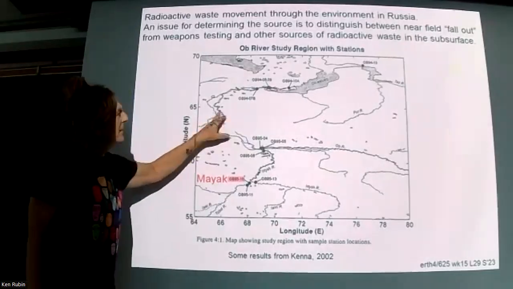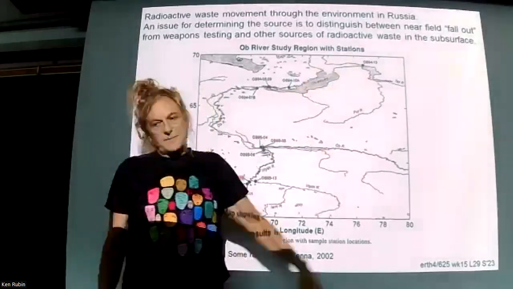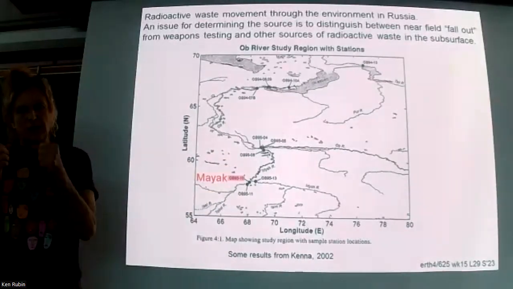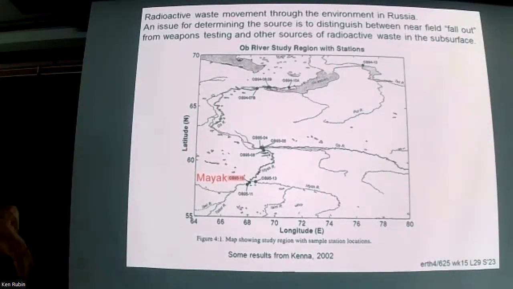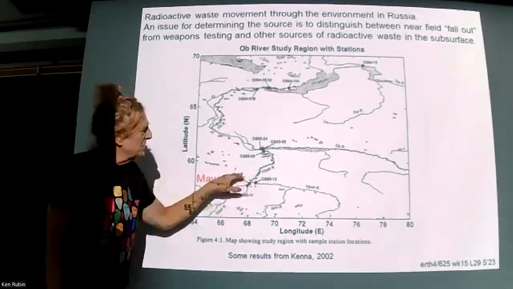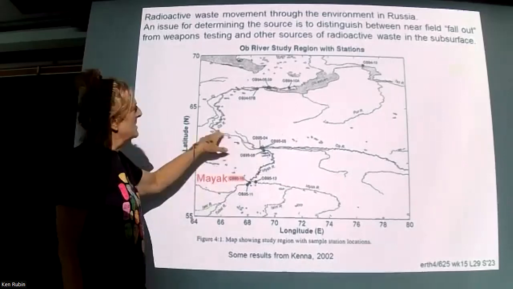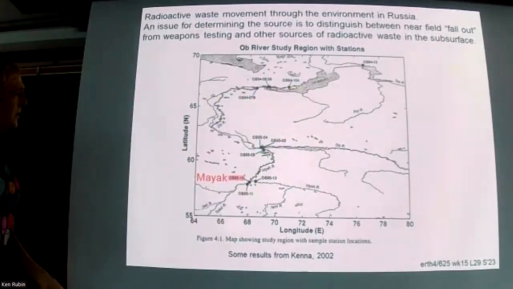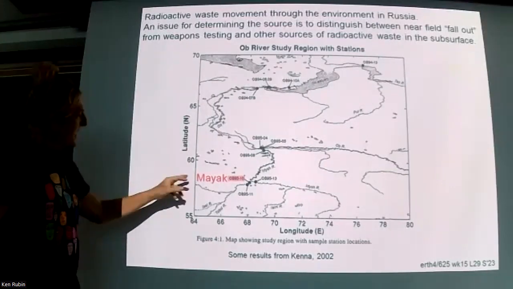It drains up here into the Arctic Ocean, and these are sediment cores that were drilled into it to look at the redistribution. I'm not going to give you data from all of them, but you can see there's some proximal sites, some medial sites, some distal sites. And the idea is, how is radioactive material migrating?